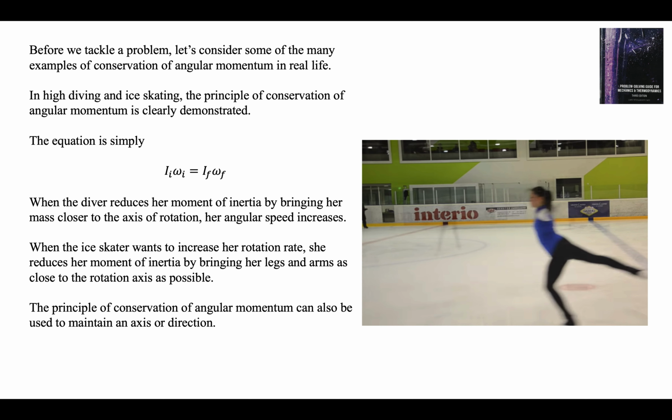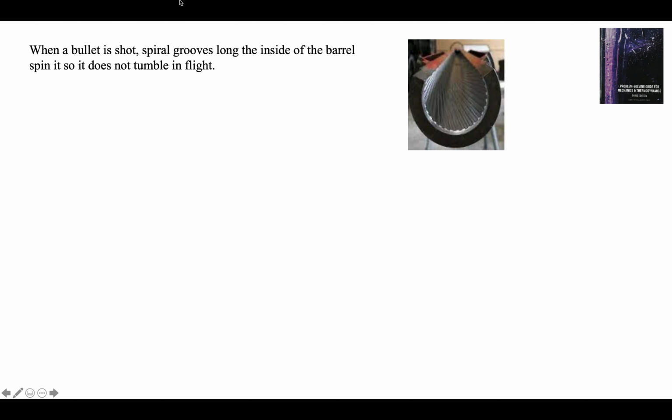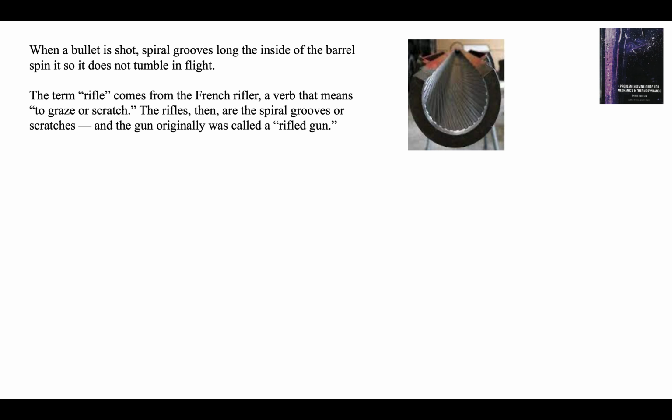The principle of conservation of angular momentum can also be used to maintain an axis. When you say conservation, it stays the same. So you throw a football, you spin it to give it some angular momentum and prevent it from wobbling. When a bullet is shot, there's grooves along the inside of the barrel so it doesn't tumble. So here's a look down the barrel of a rifle. And you can see the grooves are sort of spiraling the bullet out so it spins. Gives it a little twist, just like a football when you throw it. The term rifle comes from the French rifler, which means to graze or scratch. So the name rifle came from this process of rifling the barrel of the gun.